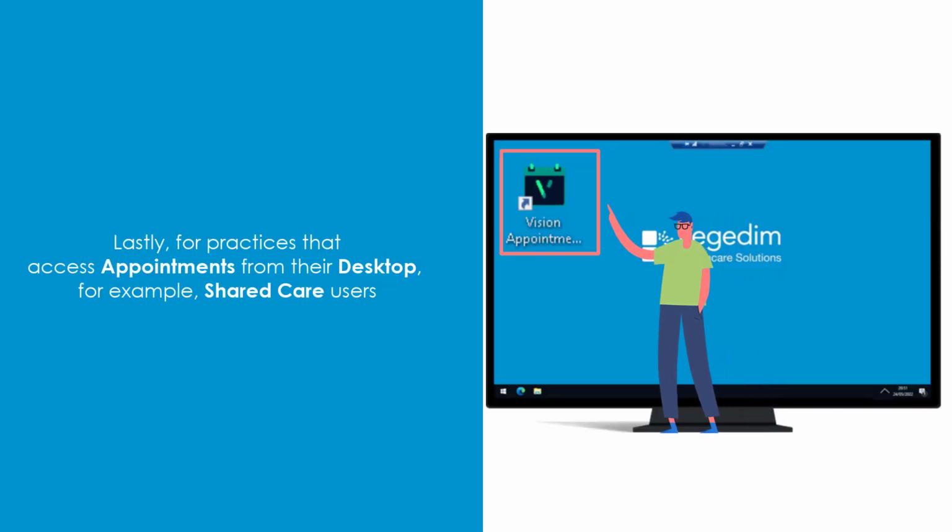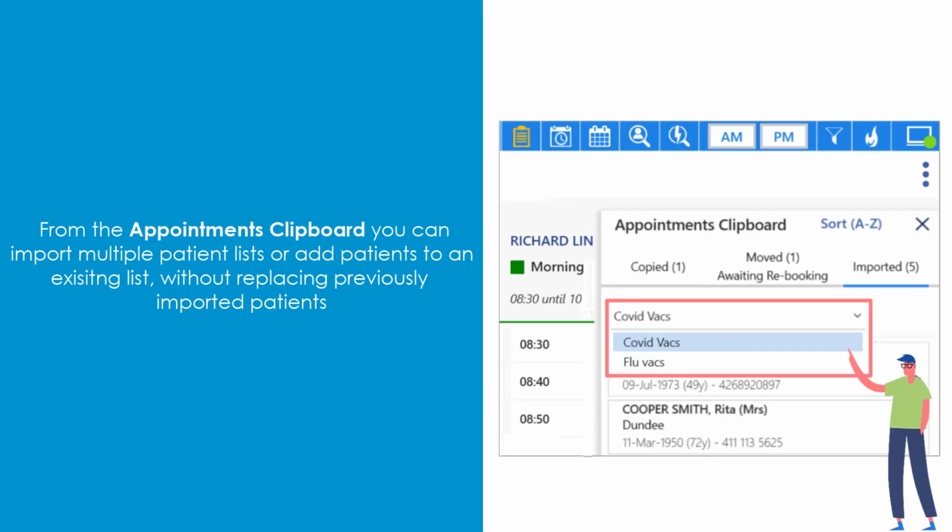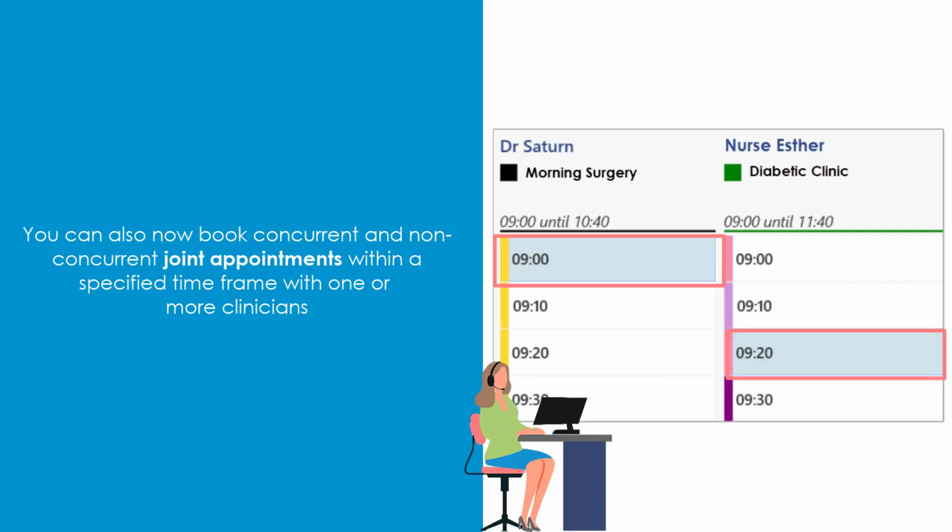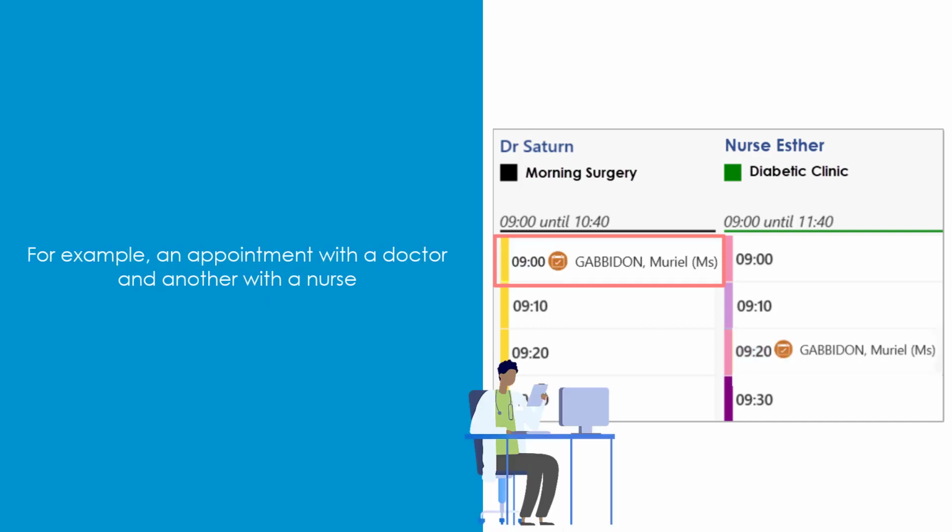Lastly, for practices that access appointments from their desktop, for example shared care users, from the Appointments clipboard, you can import multiple patient lists or add patients to an existing list without replacing previously imported patients. You can now also book concurrent and non-concurrent joint appointments within a specified time frame with one or more clinicians, for example, an appointment with a doctor and another with a nurse.